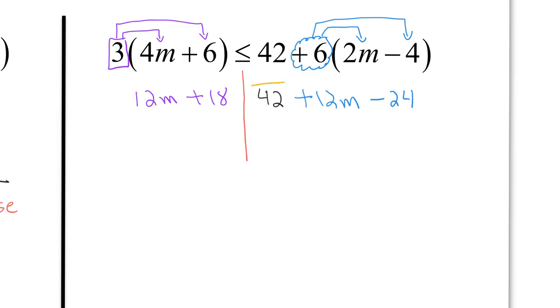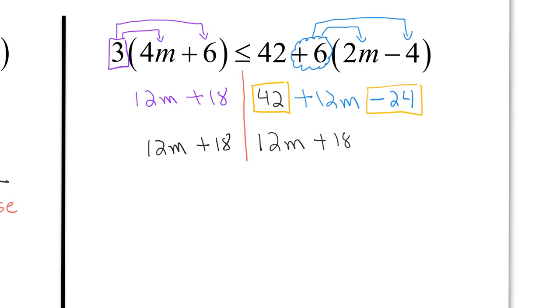I have the 42 here and the minus 24 over here. So let me bring down the 12m here, positive 12m on the right side. I am going to combine 42 minus 24. That is a positive 18 because the biggest number is positive. The 42 is bigger, and it is positive, than the negative 24. So on the left side, you bring down the 12m and plus 18.